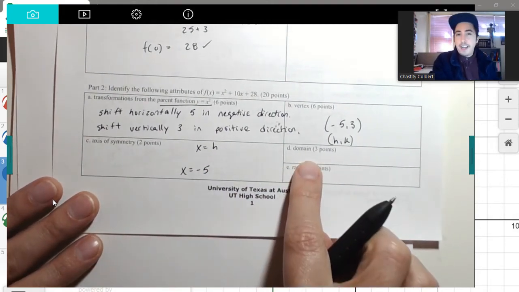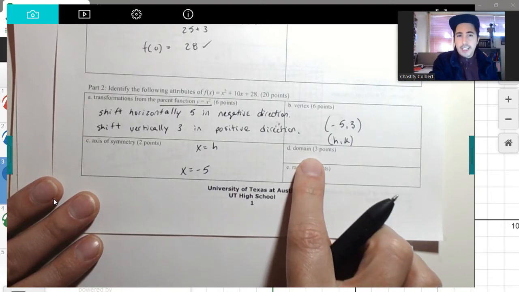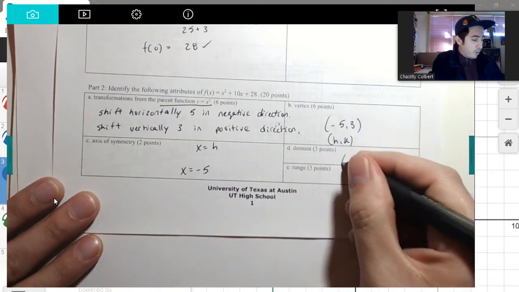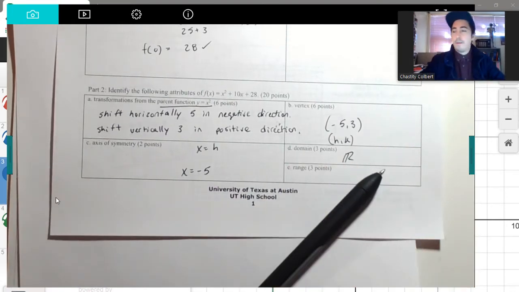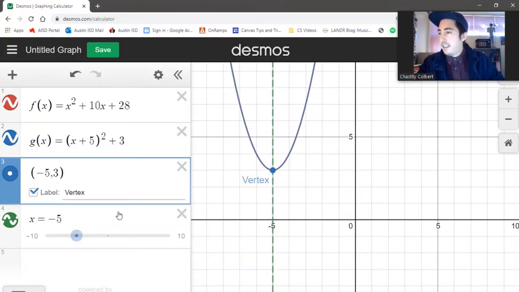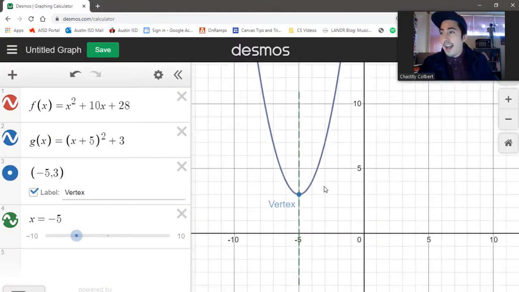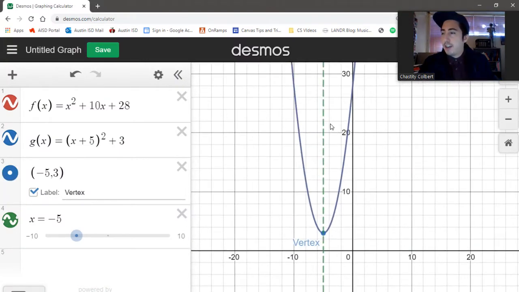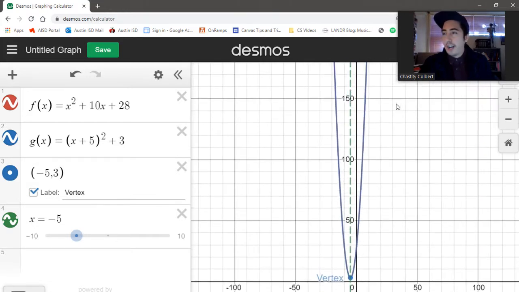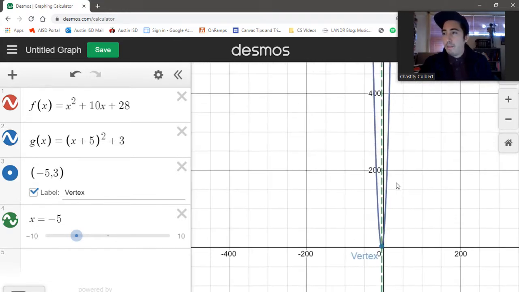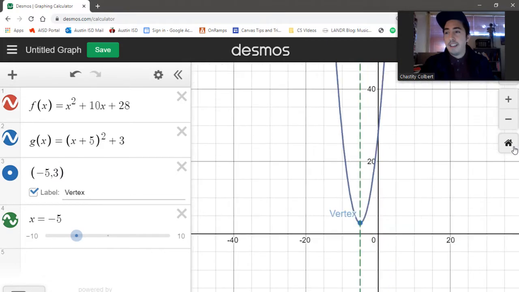The domain. Domain for a quadratic is always all real numbers. Almost always all real numbers. Here it is all real numbers. You can have that double line R. If you look at the domain, how wide your parabola is, it's going to keep getting bigger and bigger. It doesn't really quite look it, but trust me, it's going to keep getting wider and wider the more you go up. It's going to infinitely go up, and it's going to infinitely get wider. So the domain is all real numbers.